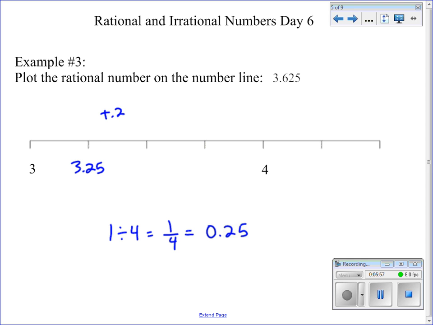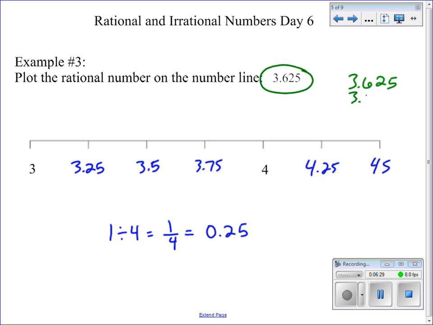We add another 0.25 here to get 3.5. Add another 0.25 to get the next one. We get 3.75, and then finally 4. Then we add another one to get 4.25, followed by 4.5. I'm going to erase these pluses so we don't need to look at those anymore. We're now going to take this number and graph it in green, 3.625. When we compare it to 3.5, it's a little bit bigger. So we're going to go just a little bit bigger than that. We're going to put a point here and label it 3.625.